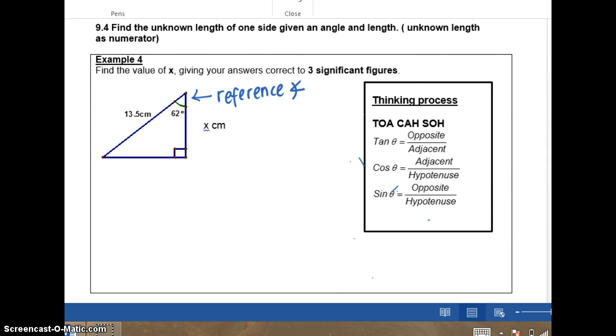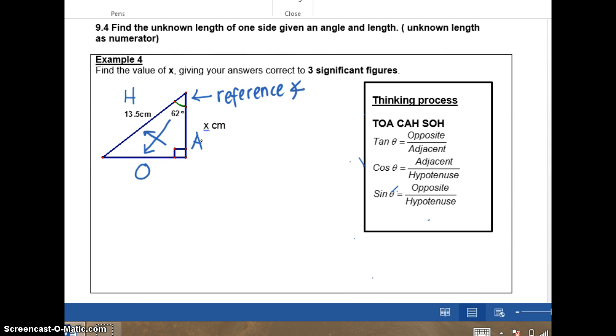After you have identified the reference angle, you have to label the hypotenuse, opposite, and adjacent. Hypotenuse will always come first, and it is the side opposite the right angle. Opposite is the side which is directly opposite the reference angle, and I will use O to represent it. And the last unknown side will always be the adjacent, next to the reference angle.